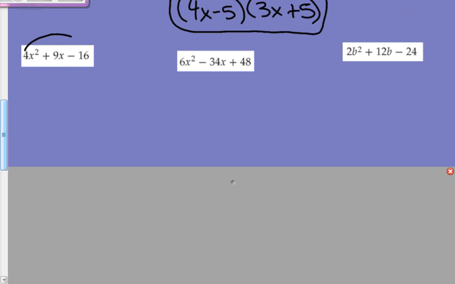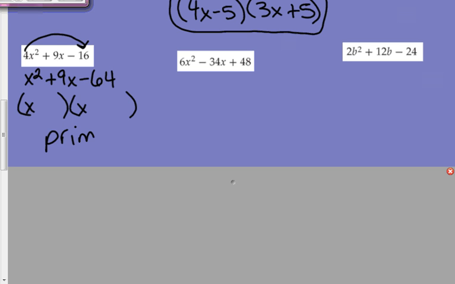So now we'll do slide and divide. Okay, we'll start out, we'll get x squared plus 9x minus 64. And we'll see if this will break into two binomials now. x and x. Now what are the two factors of 64 that will subtract to get 9? There's not going to be anything, because there's 8 and 8, that makes 0, and 4 and 16 make 12, so this is prime. It won't factor any further.